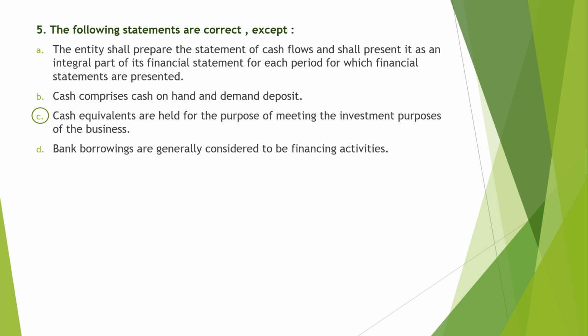Letter D, bank borrowings are generally considered to be financing activities. Letter D, these statements is correct. Because again, yung financing activities, yan yung mga activities that results to the changes in the size and composition of both the equity and borrowings or liability of the entity. So, yun yung mga transaction with the shareholders, with the creditors or lenders of the entity. So, therefore, letter D is correct. So, the incorrect statement here is letter C.